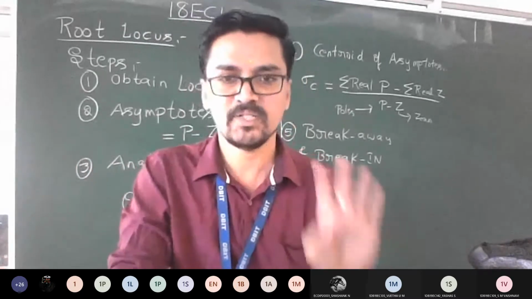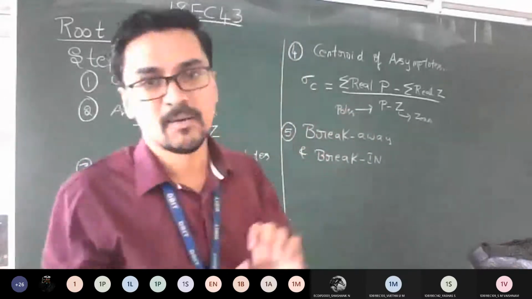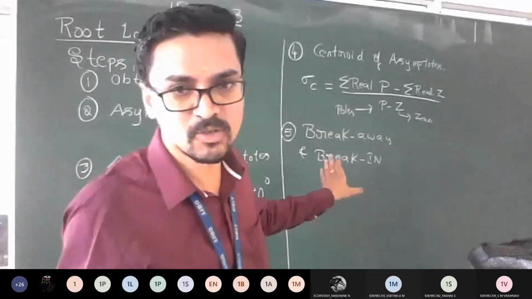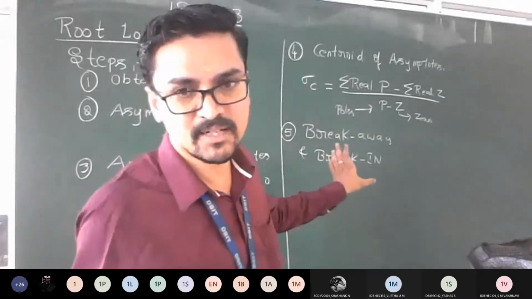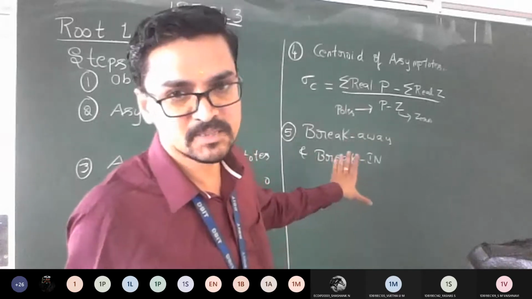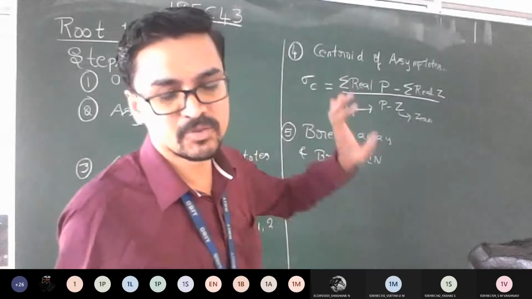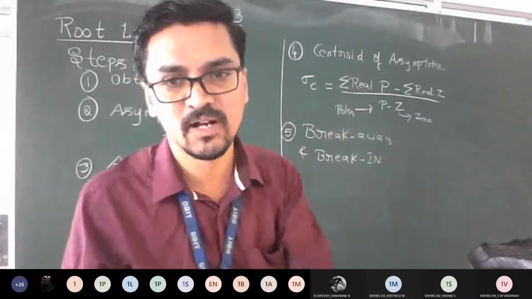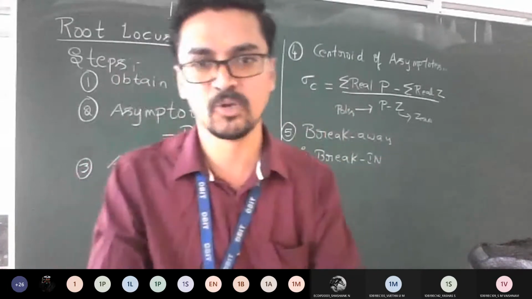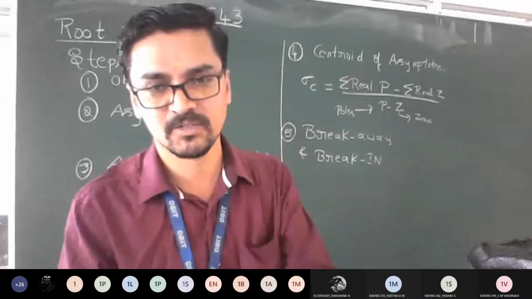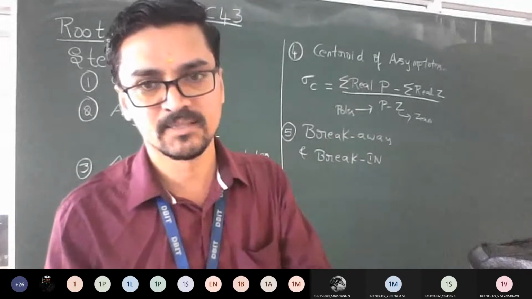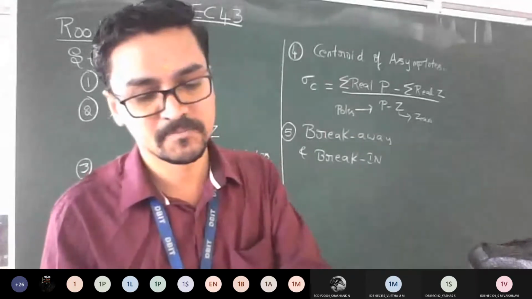In simple terms, just remember step number 5 tells you to find the breakaway point and break-in point. This is nothing new, what you learned in yesterday's class. To find the roots, we assumed the auxiliary equation is equal to 0, then differentiated it. Do you remember? The same thing will come. Nothing new in this, only the procedure you have to follow to plot a root locus. It's a graphical representation to analyze your stability whenever variations happen.